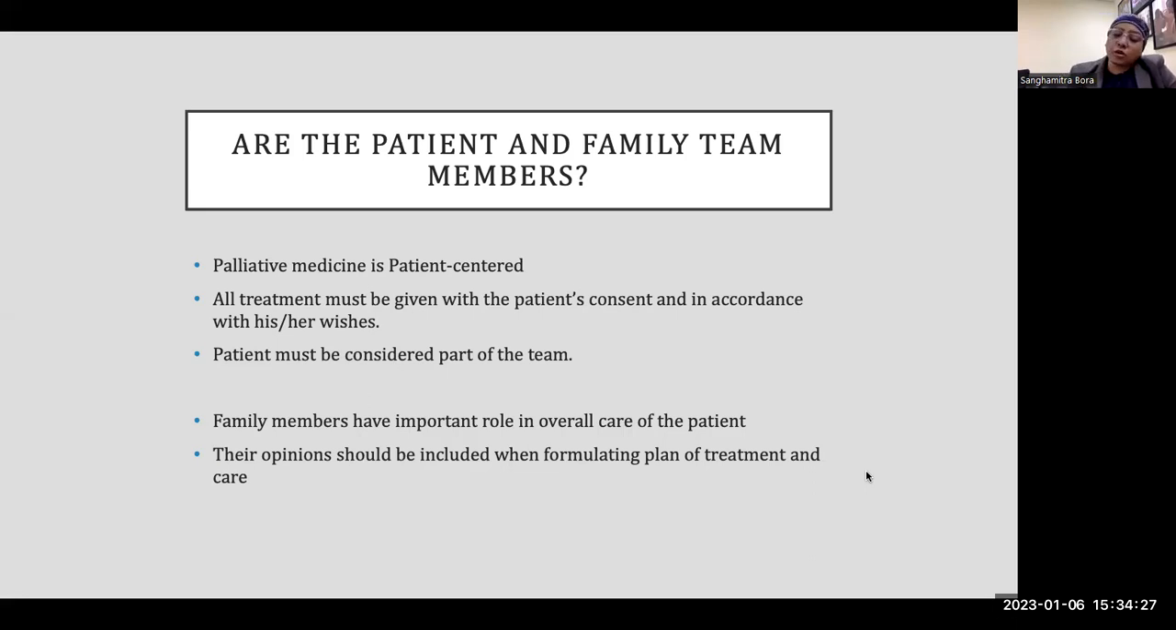If you do not include the family members, if you do not include the patient, you will keep on hammering your kind of goal on the patient and the family members, and you're not going to get anything out of it. Okay, so their opinions should be included when you formulate a plan of treatment and care for that particular patient. It applies to the fact that for every patient, the treatment and the care process is tailor-made. This is the reason why it is called a tailor-made thing.